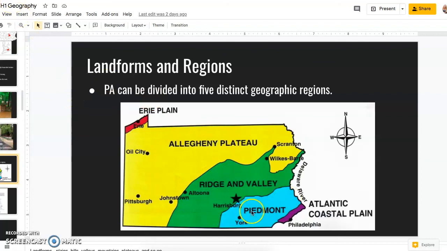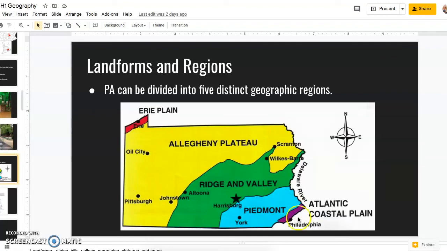The next one is Piedmont. This is a higher elevation than the Atlantic coastal plain, and it does go up. This is where a lot of the farming is done, where a lot of the fields are. There's a lot of forests as well, but it essentially has a ton of fertile soil there. And you'll find, again, most of the farming being done there.